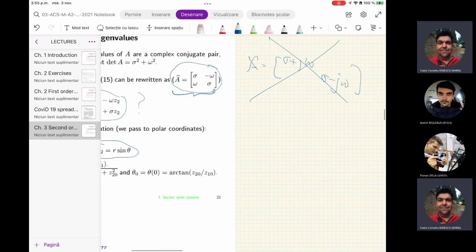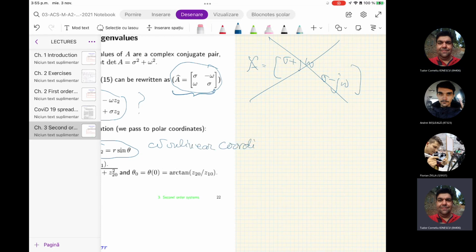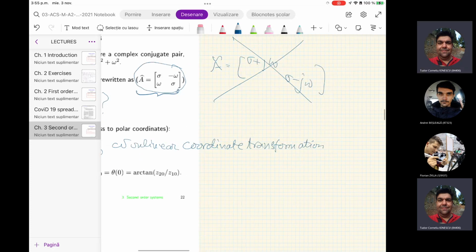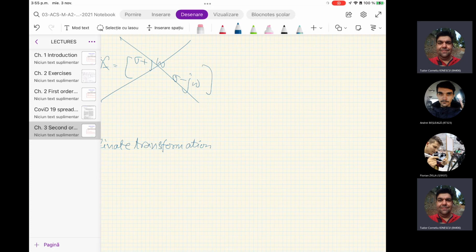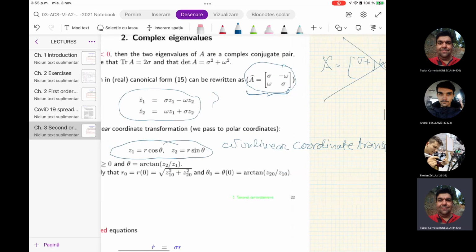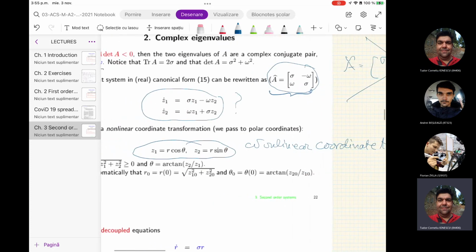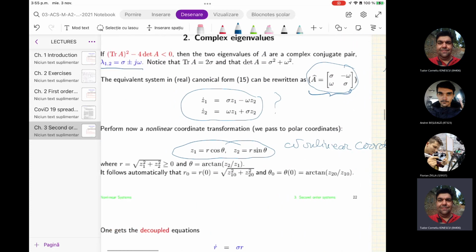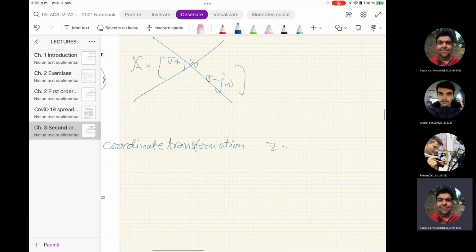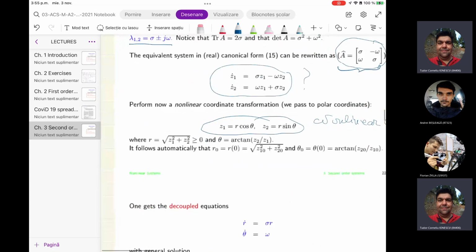This is a nonlinear coordinate transformation. Essentially, z equals phi of x, so to speak. Okay, this is a nonlinear coordinate transformation.